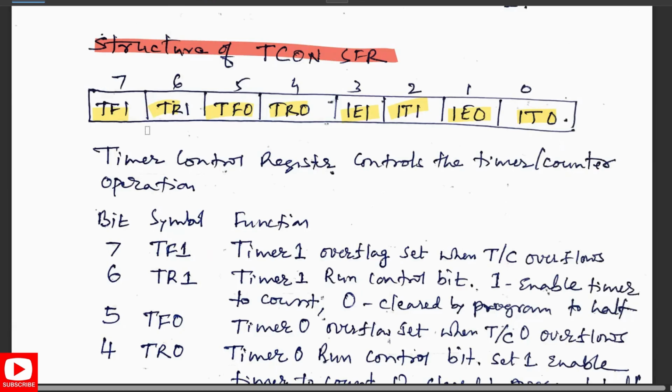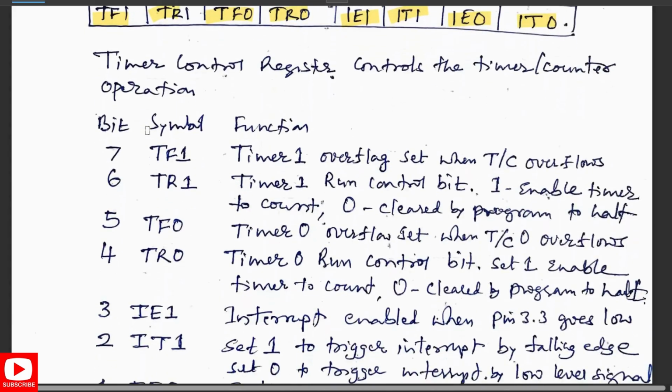And it also provides the status of the timer flag overflow, that is whether TF0 is on or TF1 is on. And it also helps to configure the interrupt, that is whether it is level triggered or edge triggered. So this timer control register controls the operation. So let's go in depth.